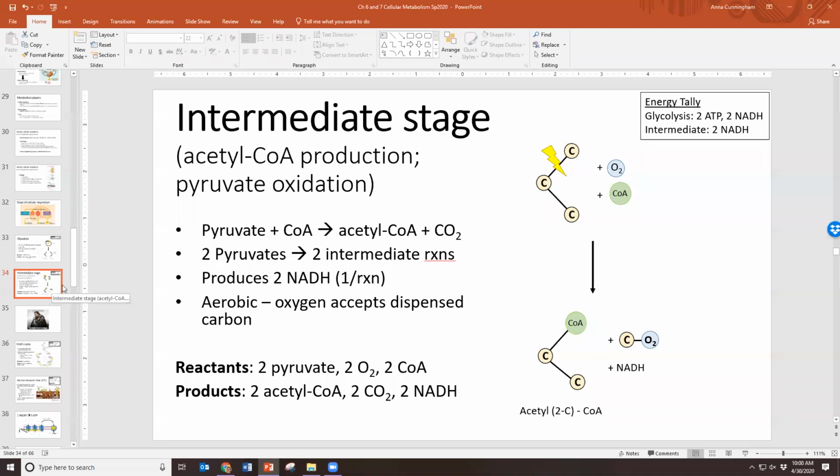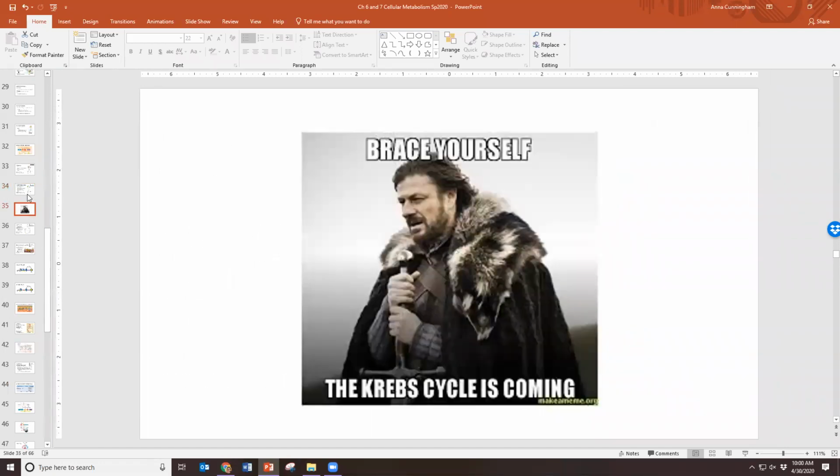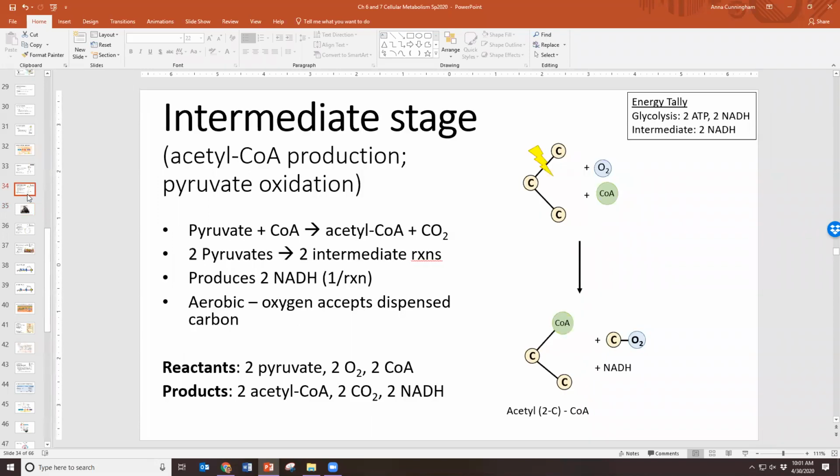The answer is because the next step after the intermediate stage is the Krebs cycle. I really hope that this reference is not outdated and that we still have some Game of Thrones fans in here. Remember season 1, but not to ruin anything. Everybody dies in that show, so I feel like I'm not ruining anything by showing somebody that's dead. In Game of Thrones, not in real life.